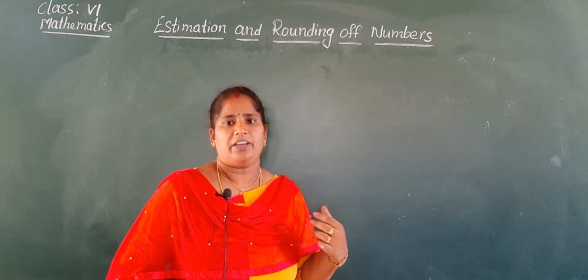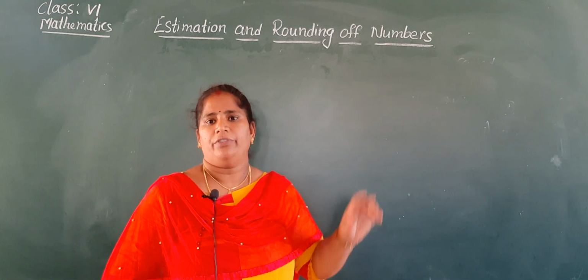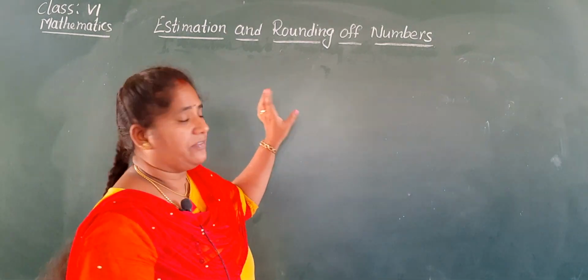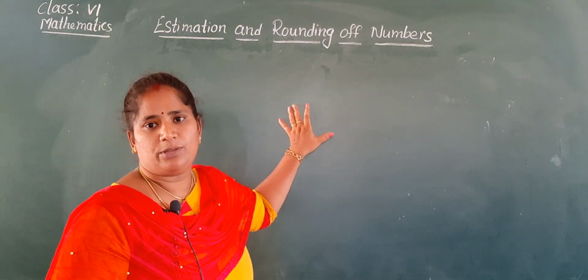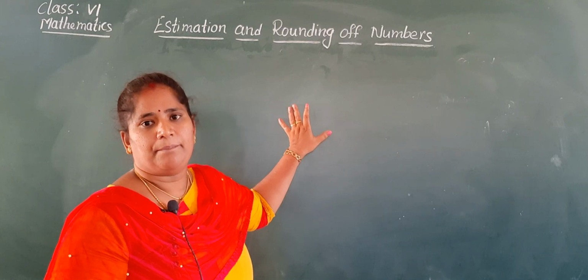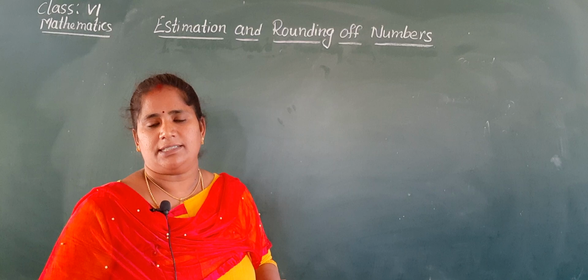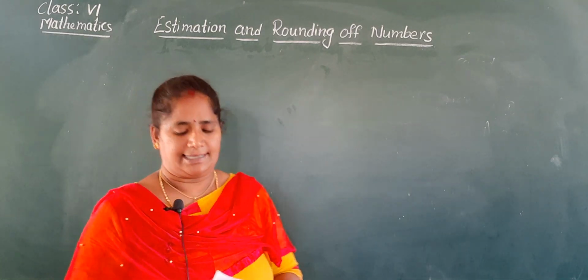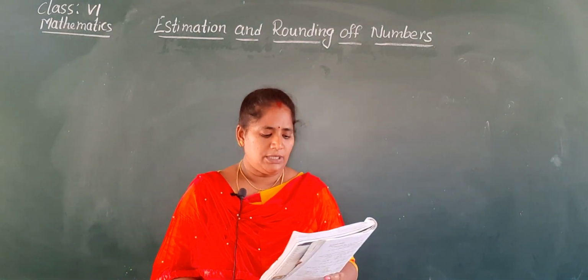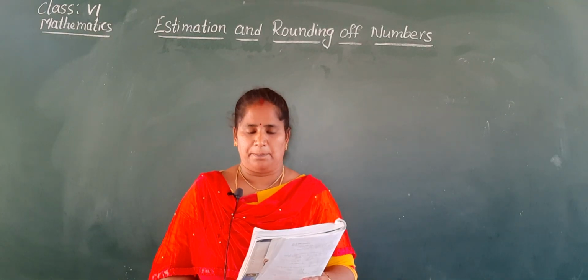So instead of giving the exact value, we will give the approximate value, by rounding off numbers. Okay, how to round off these numbers? We will see in this class. So, rules to round off a number to a given place.